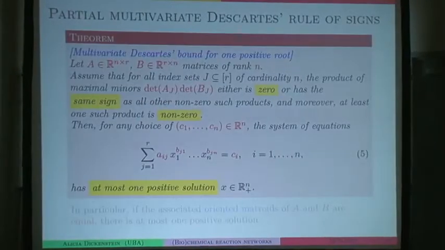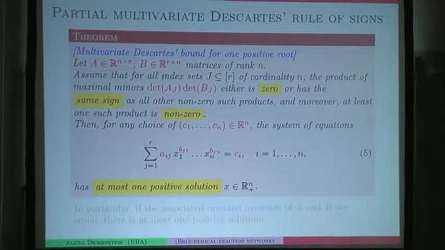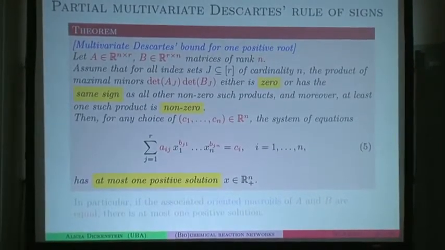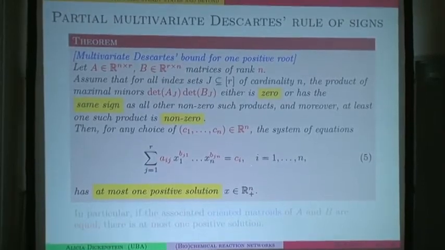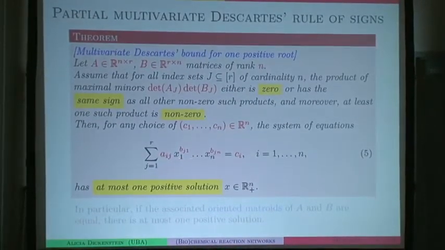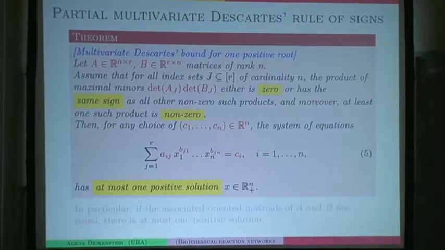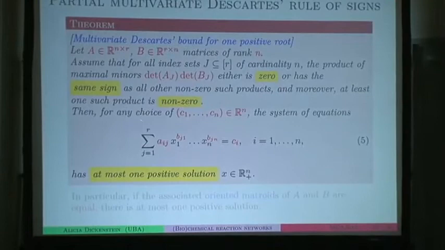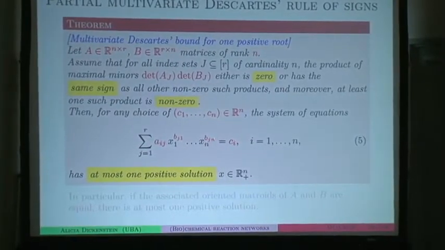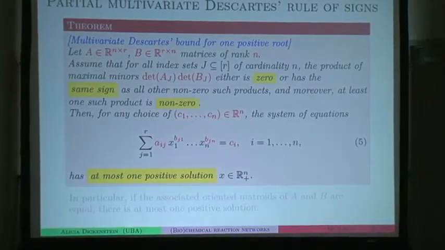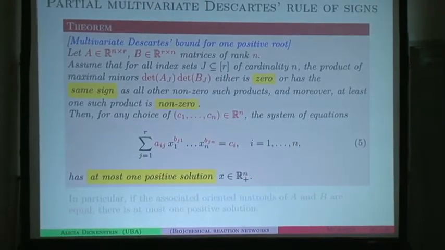So let me tell you what the previous result gives for me, this first generalization. So again, we have a system of equations. We have n equations in n variables and r monomials. So the b's give the exponents. So there's a matrix giving the exponents, and there is a matrix giving the coefficients. So we equate these to c_i's, to any value c. And the theorem says this: for any choice, the system has at most one positive solution if the following thing happens. So we have these two matrices A and B.